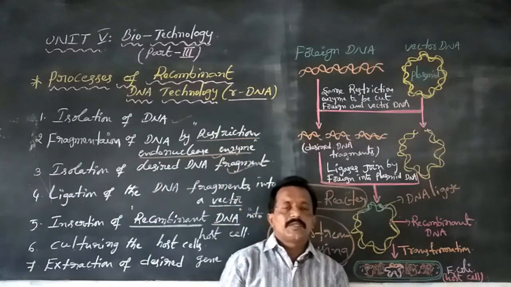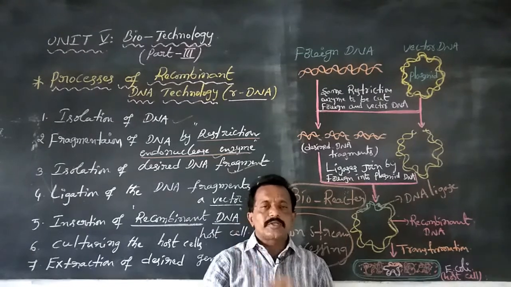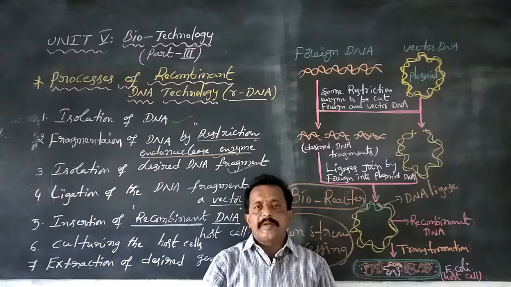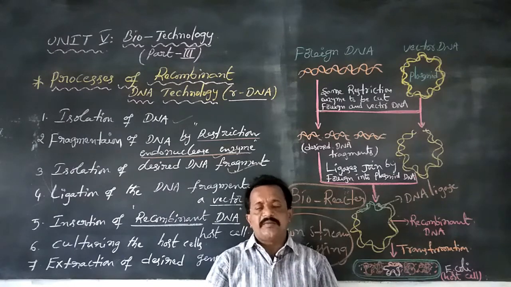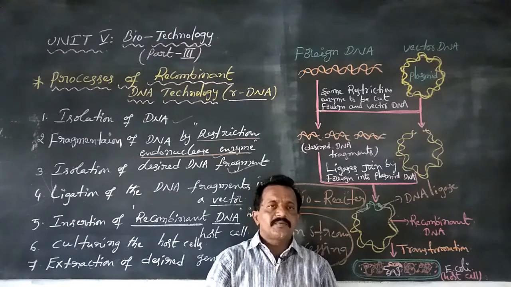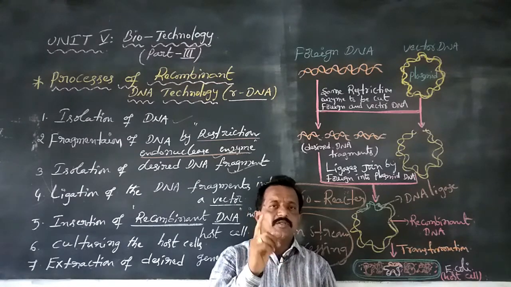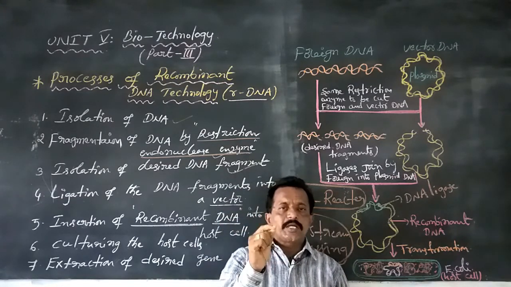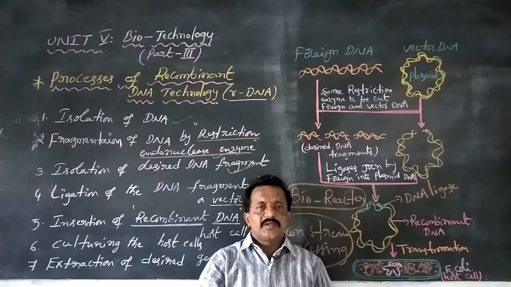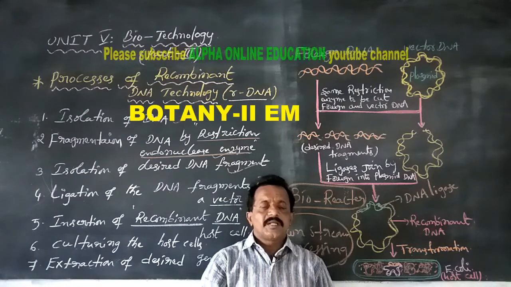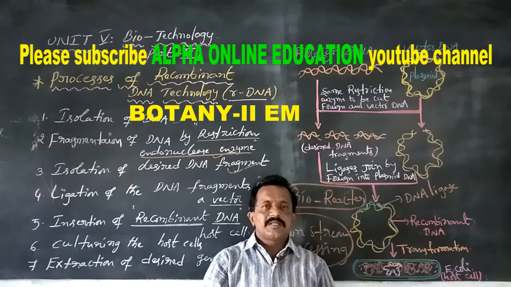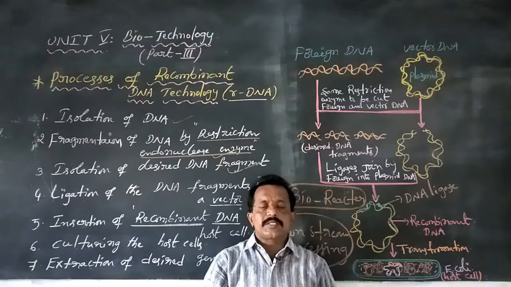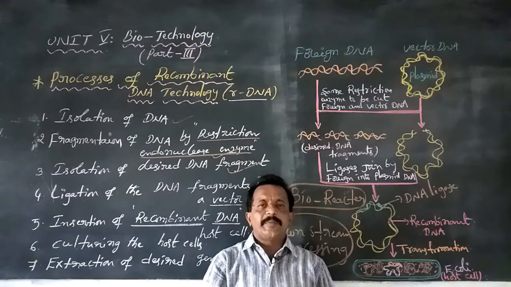So in this chapter, two long questions are very important. First long question: Give a brief account on the tools of recombinant DNA technology. Second long question: Explain briefly the various processes of recombinant DNA technology. So there are 5 tools of recombinant DNA technology, and the process of recombinant DNA technology has 7 steps. These two long questions are very important in the IPE pattern.